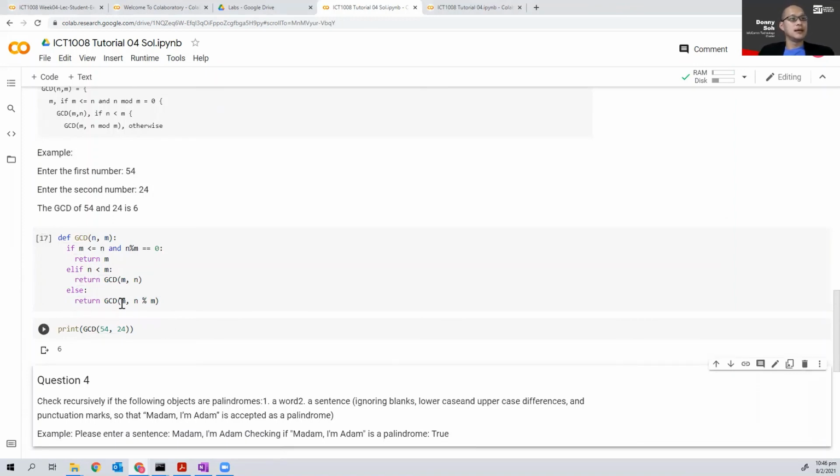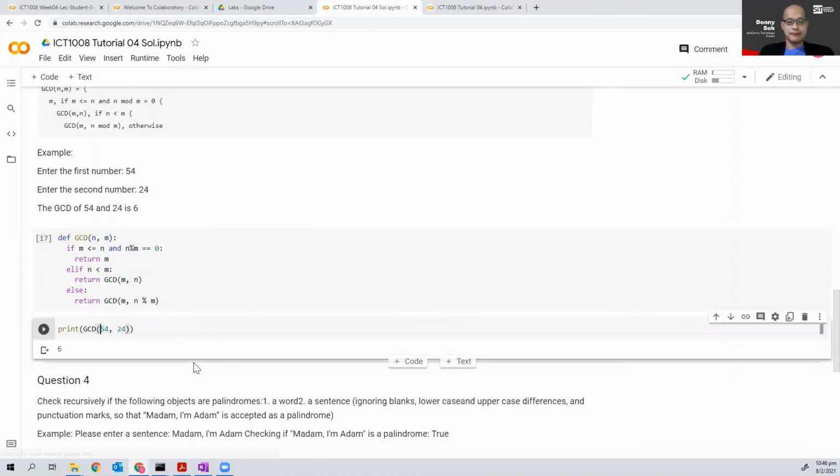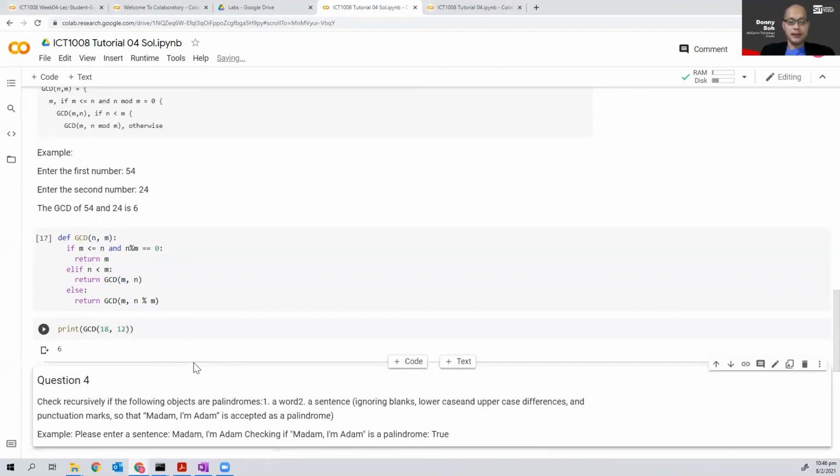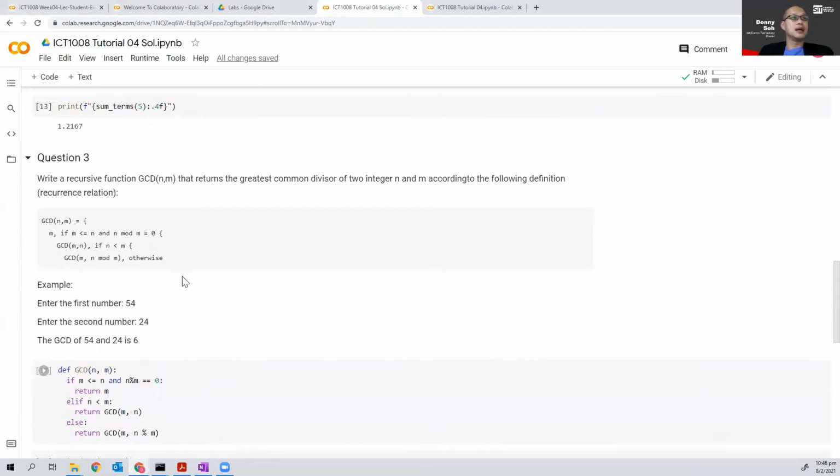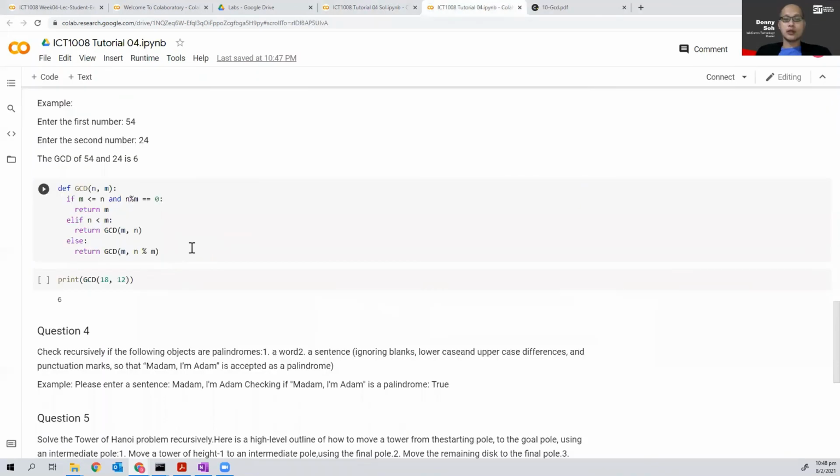So it seems to be correct. This question again is pretty straightforward, mainly because it has given us how we should be writing the recursive function already. So thank you so much for your attention. This was a very short question. I will see you again at the next question.